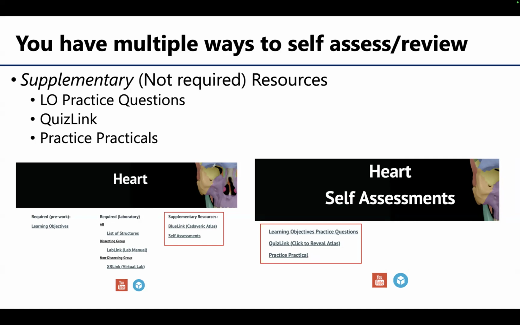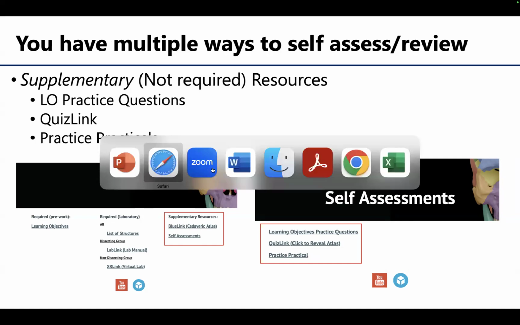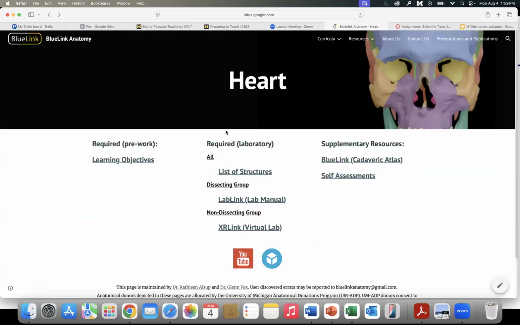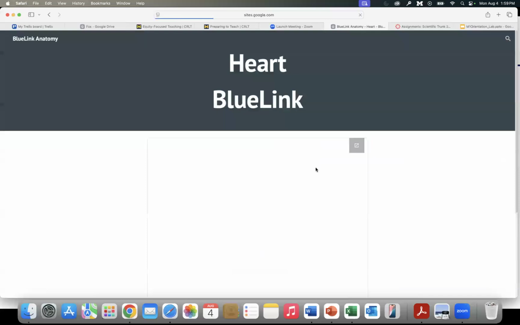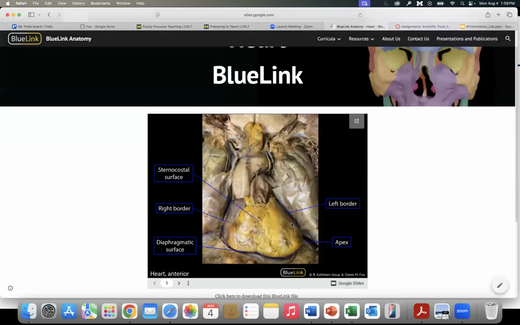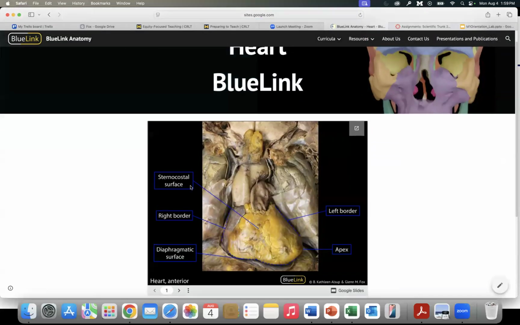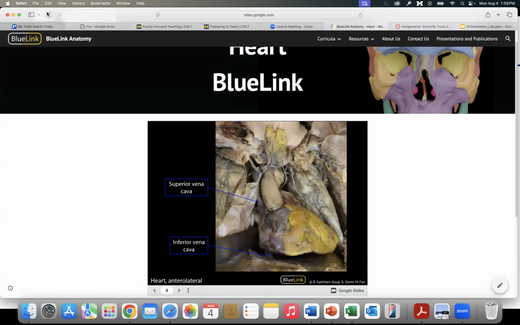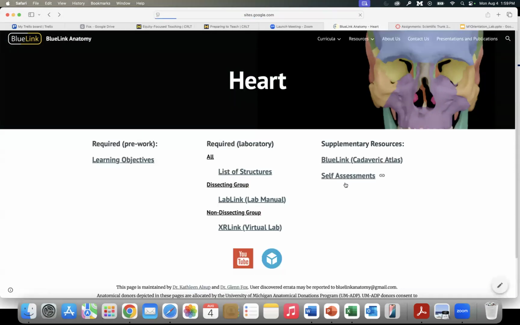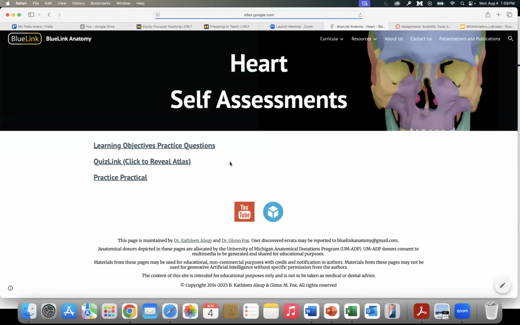So let's see if I can bring up some of this here. If we're looking at this particular web page, we're looking at the heart session. You will see over on the right-hand side, there will be a BlueLink cadaveric atlas. This is going to give you all the structures from the list of structures that would be required for you there. So nice for studying. But if you want to actually assess yourself, you would click on this page here.